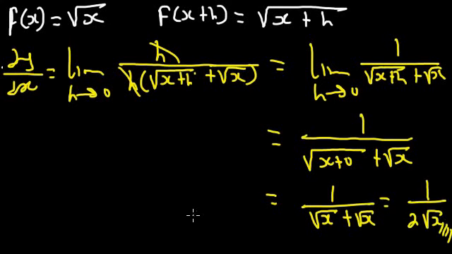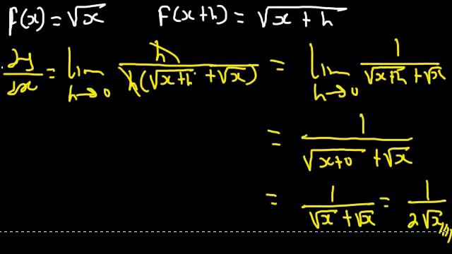And therefore, we have our final answer, which implies that if f of x is equal to root of x, then its derivative f prime of x, or dy/dx, is simply 1 divided by 2 root x. And now you know what the derivative of root of x is and how to find it. So let's move on to the next example. Now on to example number 5.